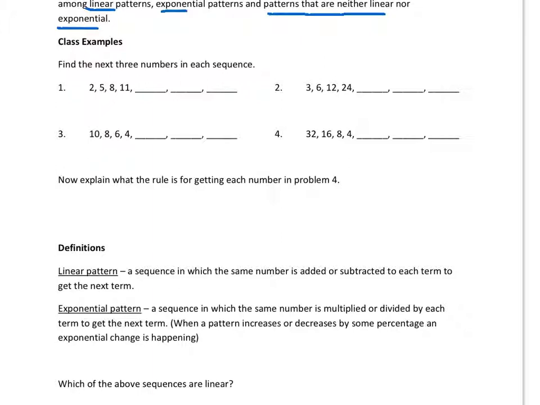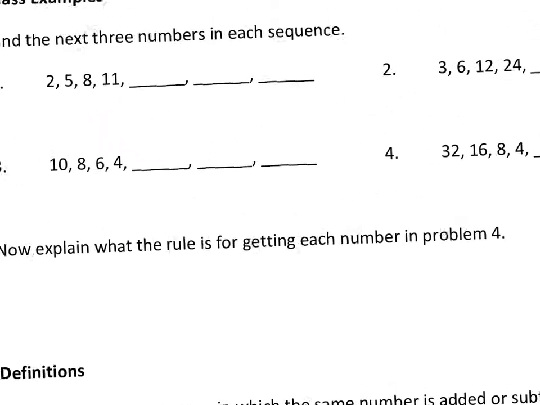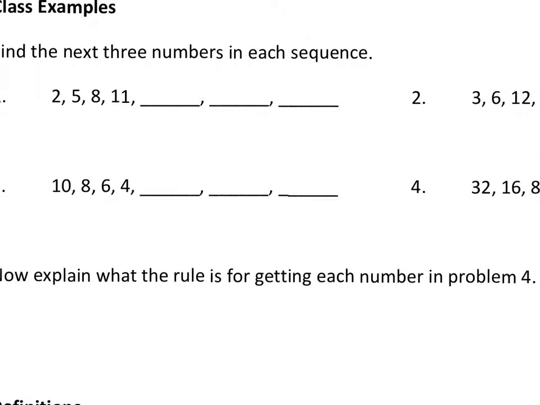So let's just do some of these, this class example here. Find the next 3 numbers in each sequence. So when I'm looking at these, let me make this a little bit bigger. I'm going to say, well, 2 to 5. How do I get from 2 to 5? I know I'm going to add 3. Does that work for the next one? 5 to 8. Can I add 3 there? Yep, I can. And 8 to 11. Great. So I know that we're adding 3 here. So 11 plus 3 is 14. 14 plus 3 is 17. 17 plus 3 is 20.